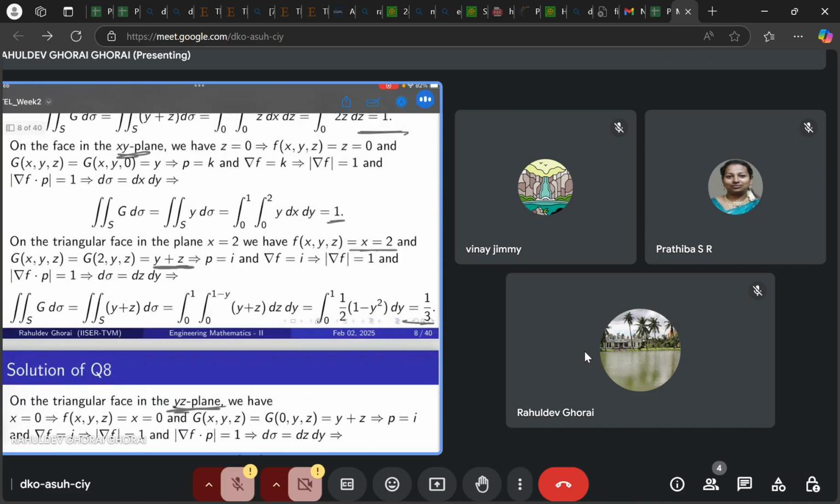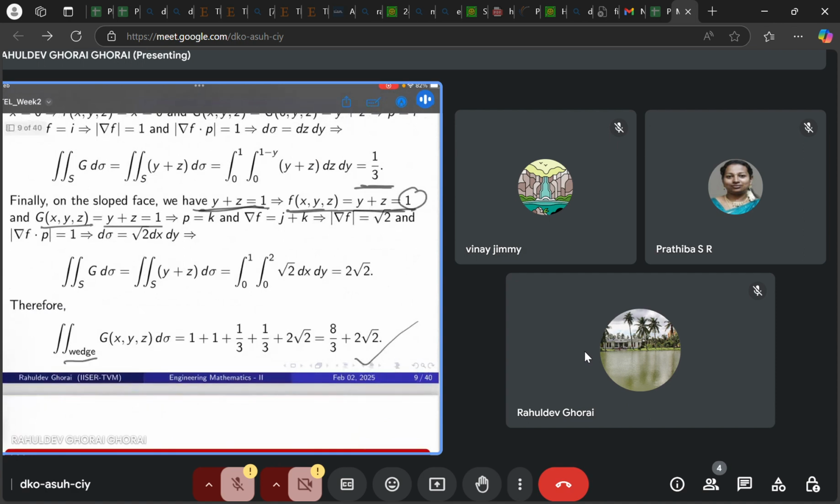So for g, on x equal to 2 you can just put x equal to 2, but it does not matter. Here p will be i cap, and gradient f is equal to i cap, so modulus of gradient f is equal to 1, and gradient f dot p is equal to 1. That implies g d sigma is y plus z, which you have always. So d sigma will be 1 over 1 times dz dy, then you just do the integration.